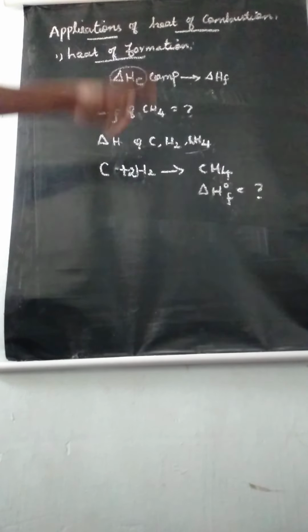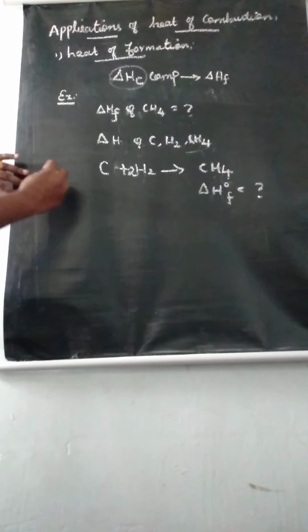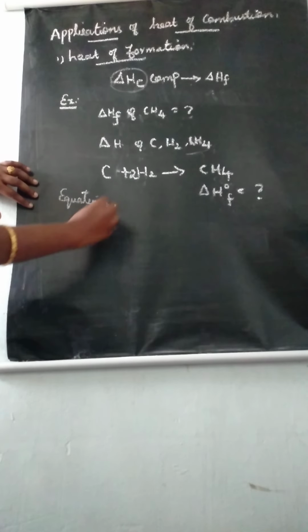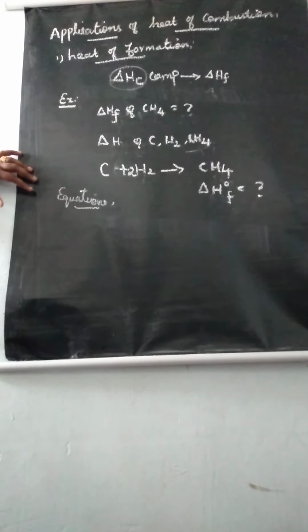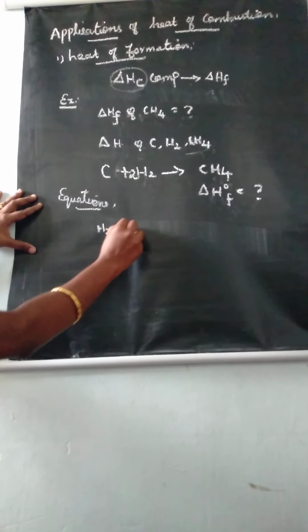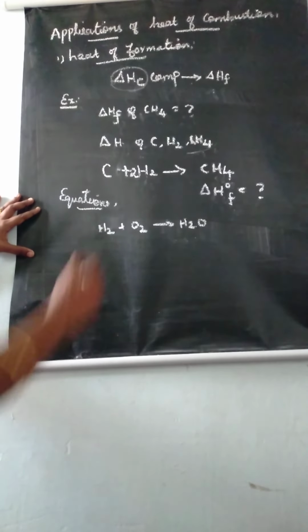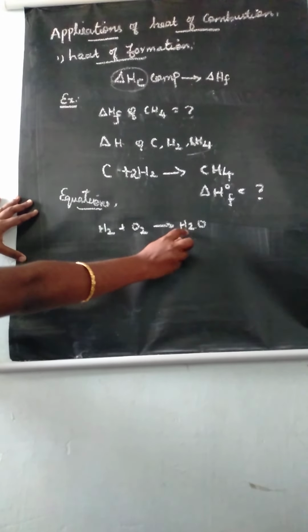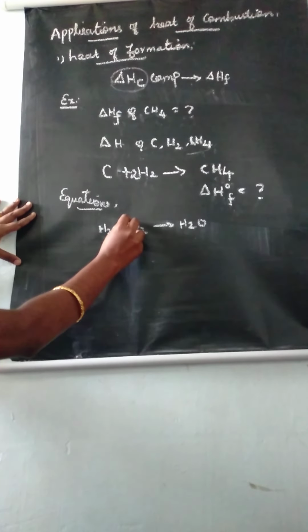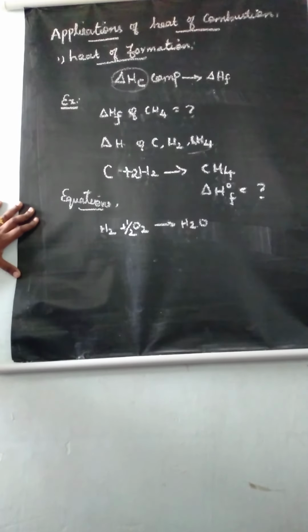Carbon, hydrogen and methane. So listen, first you consider some thermochemical equations. What are the equations? First, to produce a water molecule: H2 reacts with oxygen to form H2O. Two hydrogens are present, and oxygen has 2 on one side and 1 on the other, so you write half oxygen. So H2 plus half O2 gives H2O.